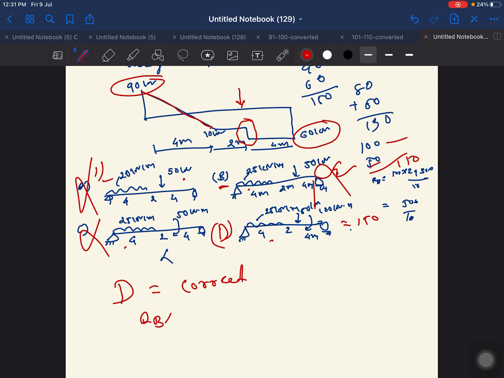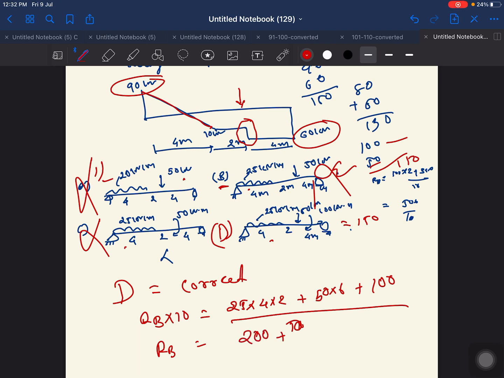So RB into 10 is equal to 25 into 4 into 2, plus 15 into 6, plus this moment is there. So 100 is the moment, divided by 10. So RB is equal to 200 plus 300, plus this 100, divided by 10. So 600 divided by 10, and your answer is 60.